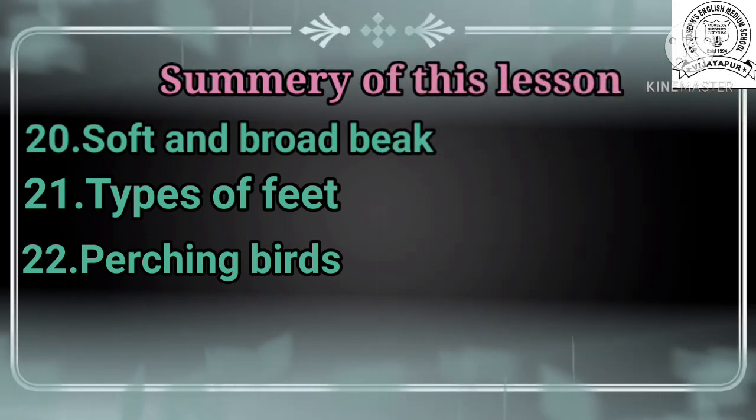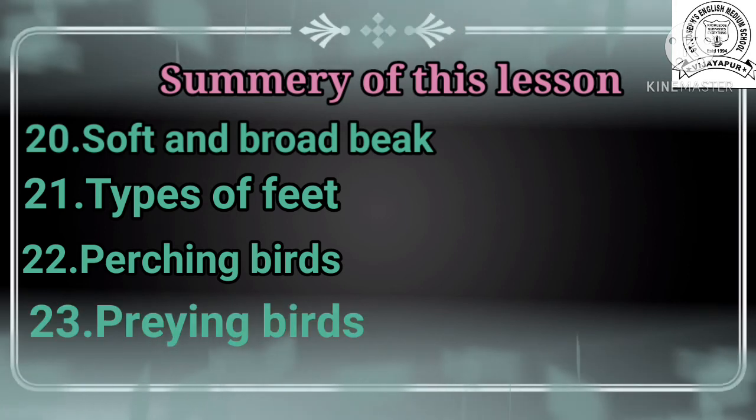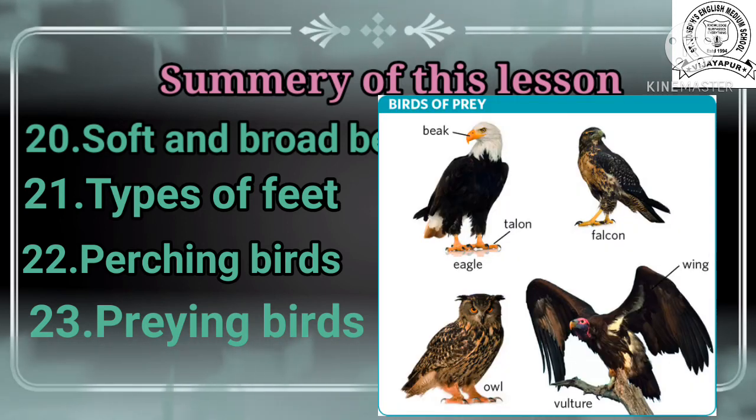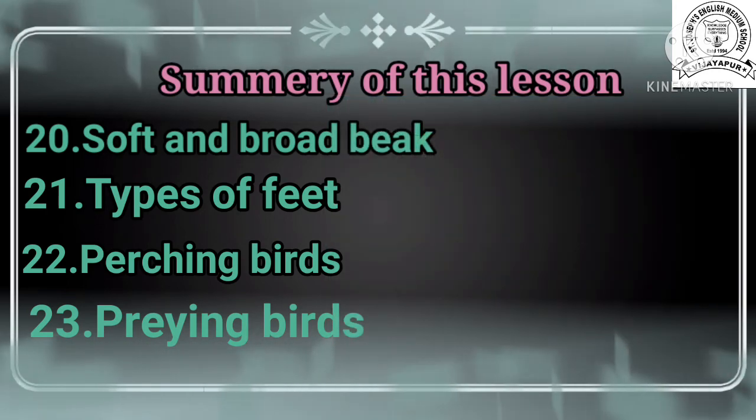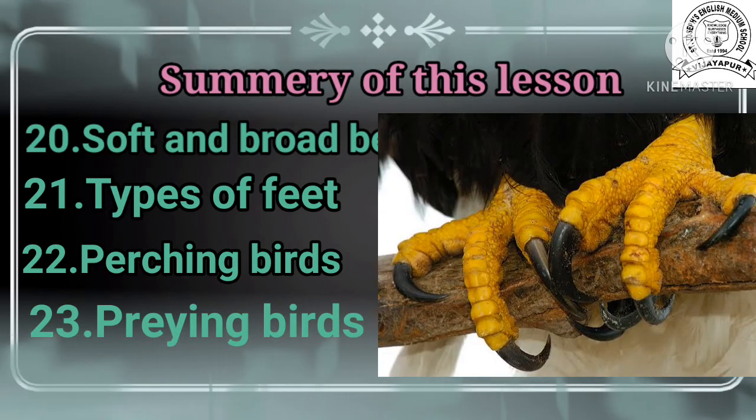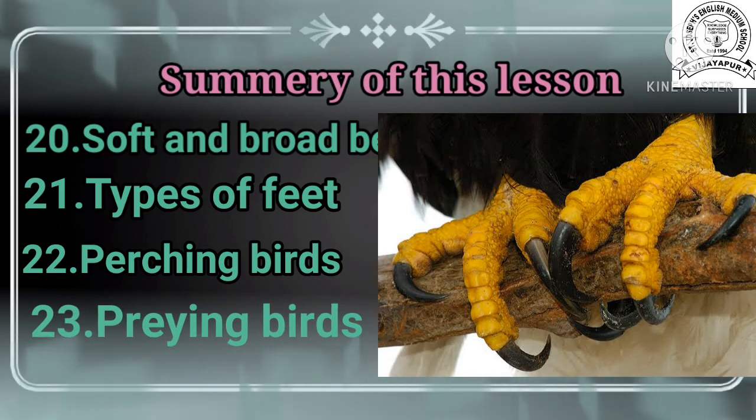Now the next one is the predatory birds. Predatory birds have sharp toes with curved claws, and this type of feet is present in eagle, hawk, vulture. And the sharp toes with curved claws are called talons. Remember children, what are talons? By using those talons, they can tear and hold the prey.